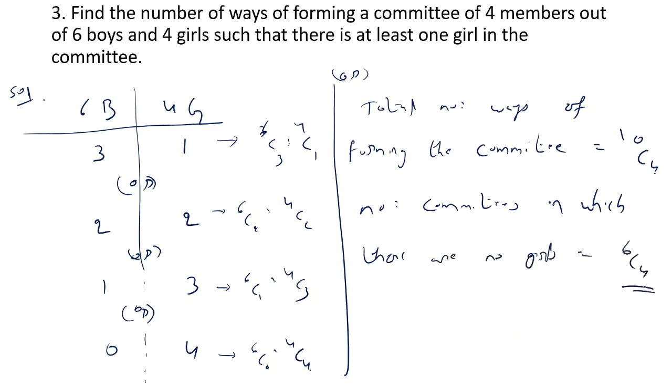I can select all the boys, but selecting all the boys is not the desirable thing. This implies at least one girl is equal to total minus this one. So which is equal to total is 10 choose 4 minus 6 choose 4. So you can do it in this format or you can do it in this format. Both gives the same answer.